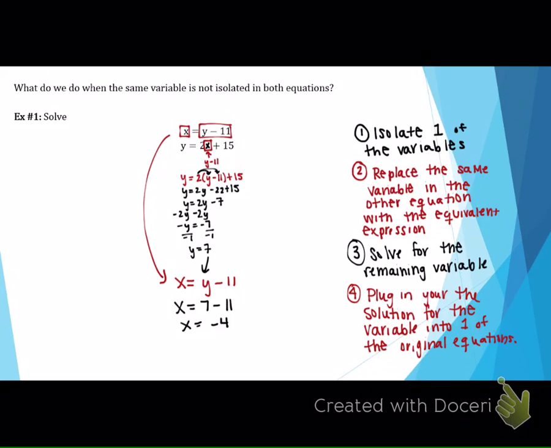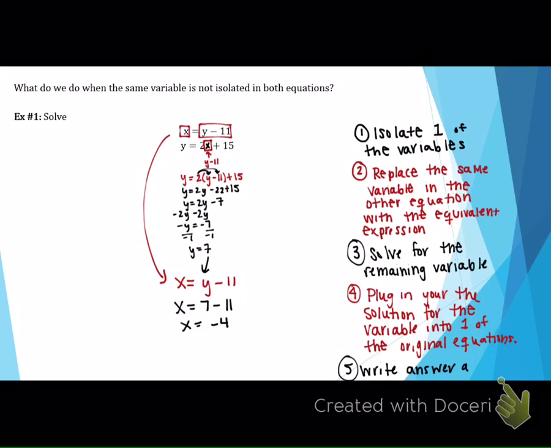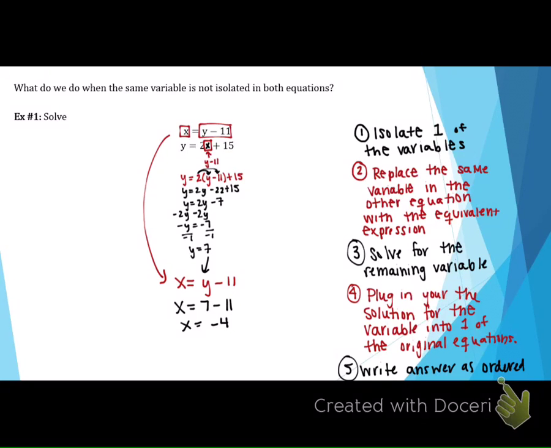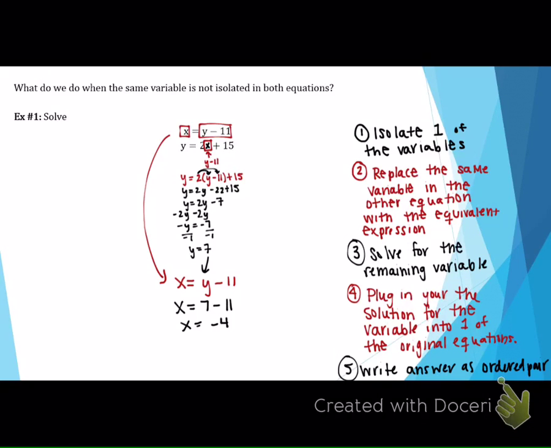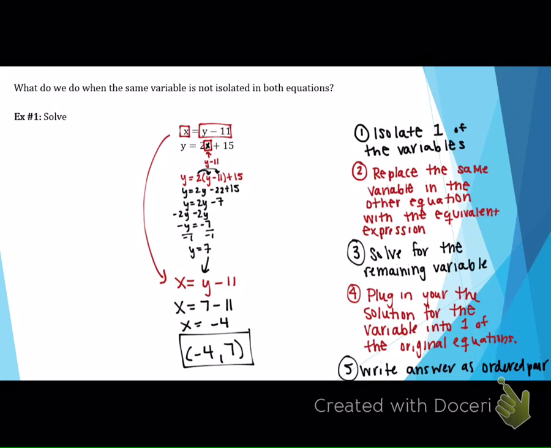So the final thing you're going to do is write your answer as an ordered pair. Always alphabetical order. So it always will be alphabetical, so x comes before y, so it's negative 4 comma 7 is our solution.